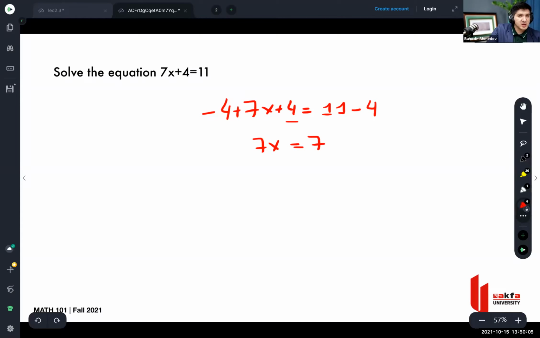And now, in order to get rid of the 7 in front of the x, I just need to divide both sides of this equation by 7.